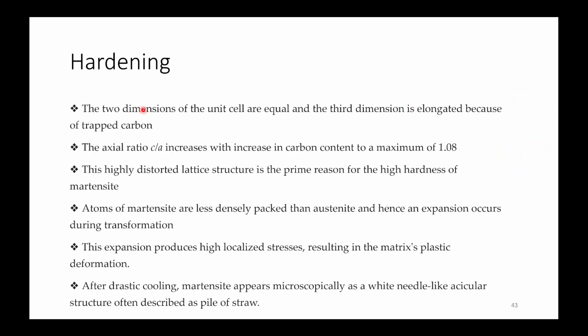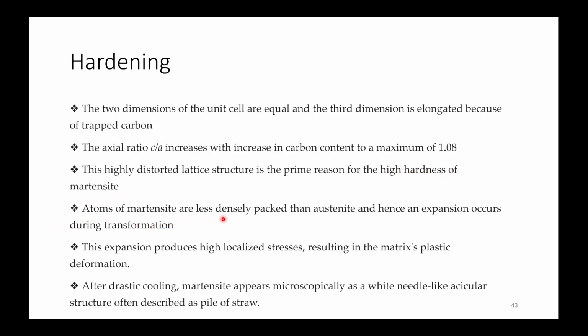In hardening, the two dimensions of the unit cell are equal, and the third dimension is elongated because of trapped carbon, and the axial ratio c by a increases with increase in carbon content to a maximum of 1.08. This highly distorted lattice structure is the prime reason for the high hardness of martensite.